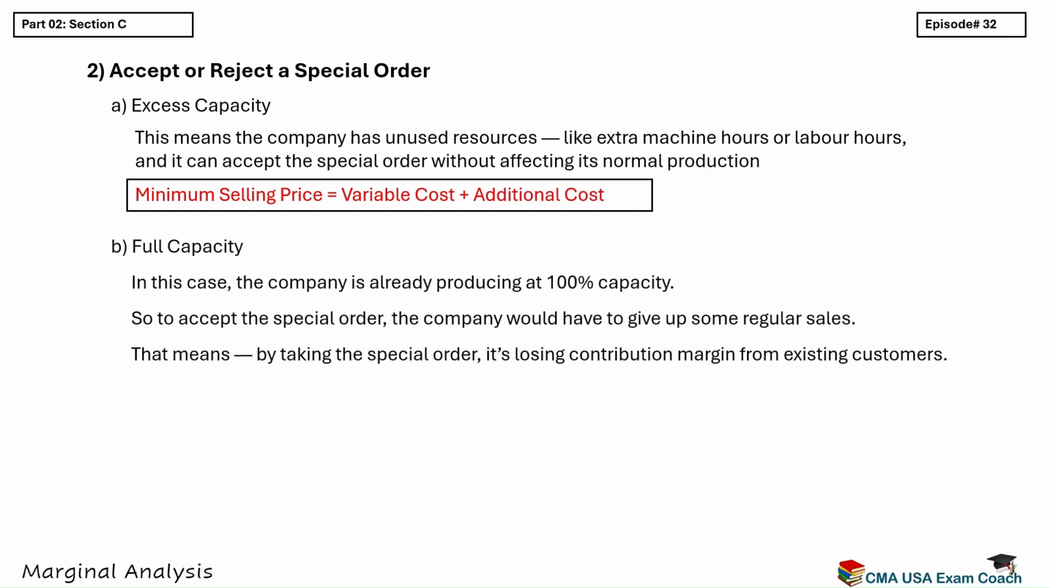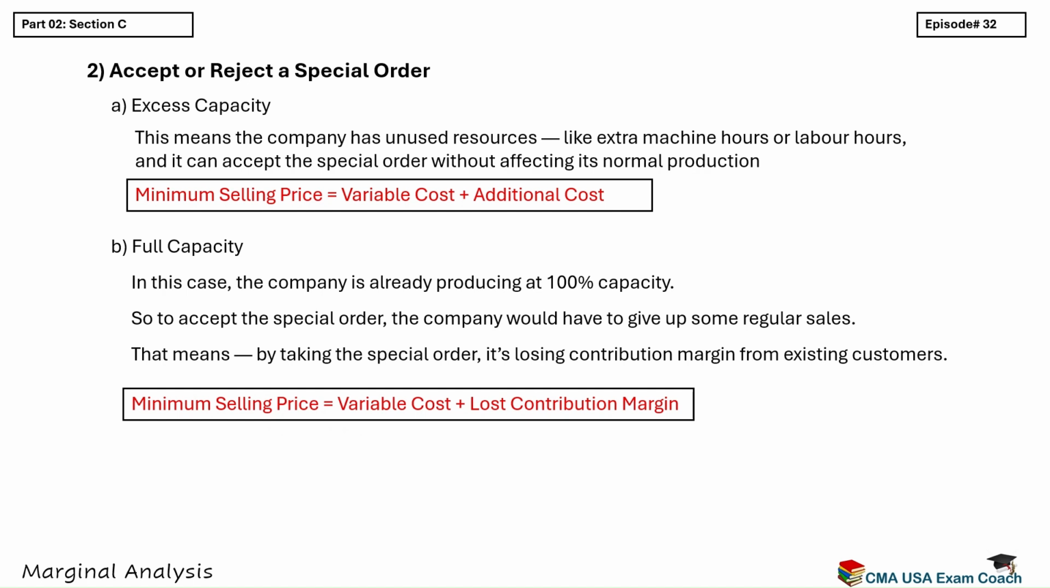B. Full capacity. In this case, the company is already producing at 100% capacity. So to accept the special order, the company would have to give up some regular sales. That means, by taking the special order, it's losing contribution margin from existing customers. So here, the minimum selling price must cover variable cost plus lost contribution margin from regular sales.